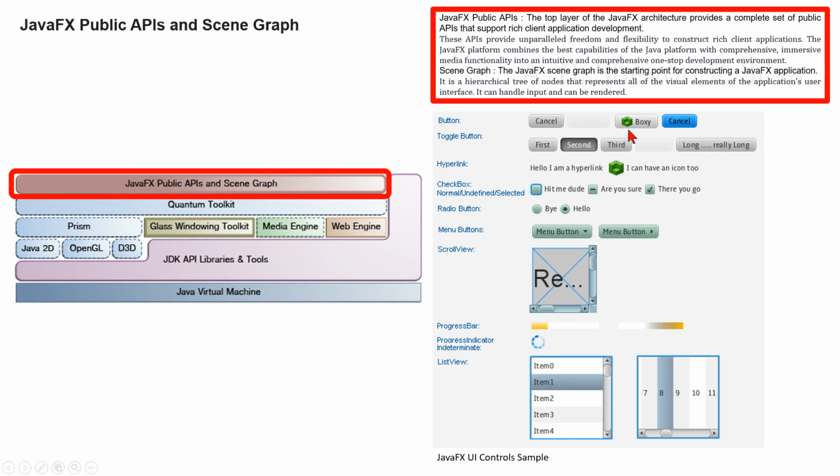Here you can see buttons, and here toggle buttons and hyperlinks. Checkbox: normal, undefined, and selected. Radio buttons, menu buttons, scroll view, progress bar, progress indicator is indeterminate, list views here.